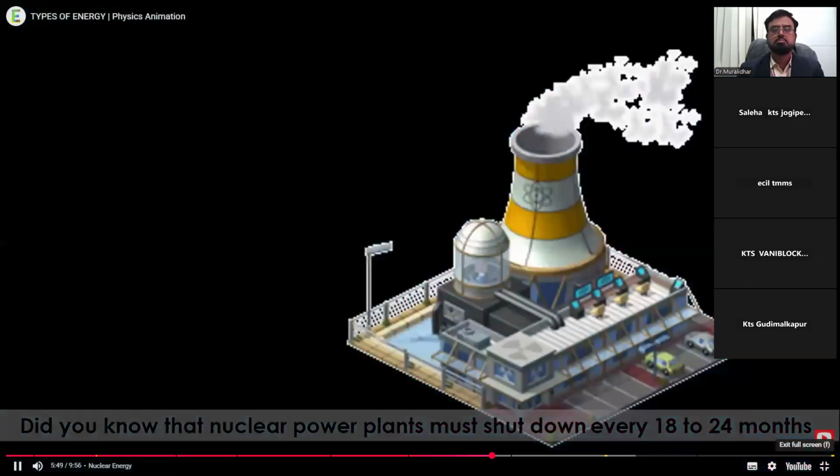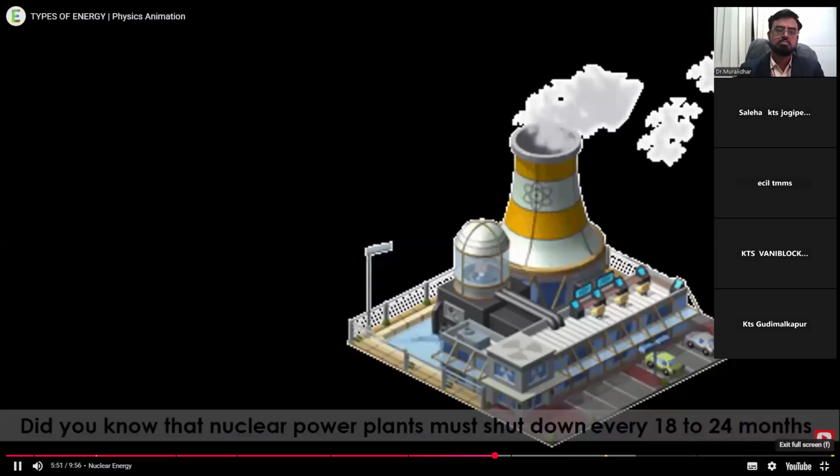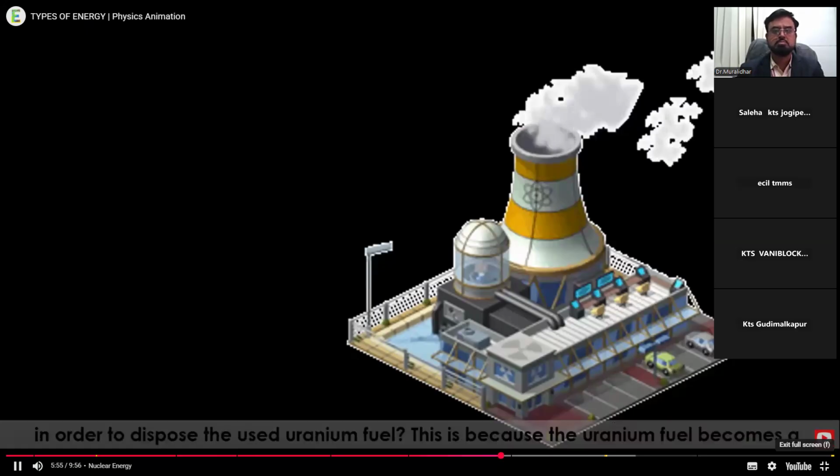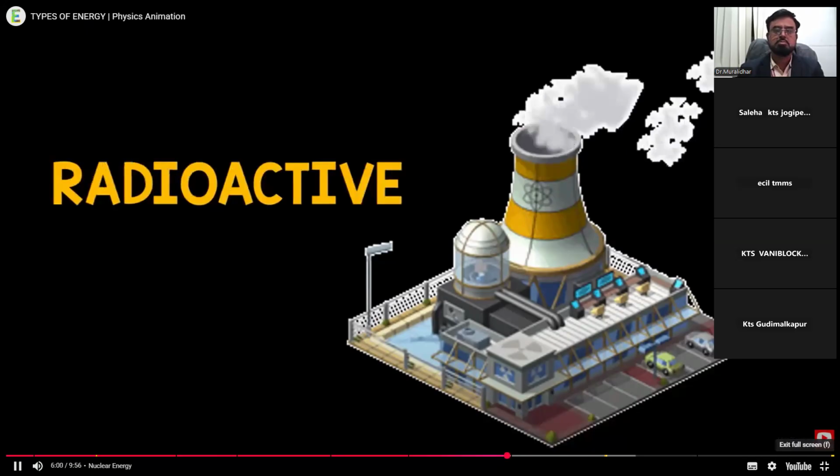Did you know that nuclear power plants must shut down every 18 to 24 months in order to dispose of the used uranium fuel? This is because the uranium fuel becomes radioactive waste.